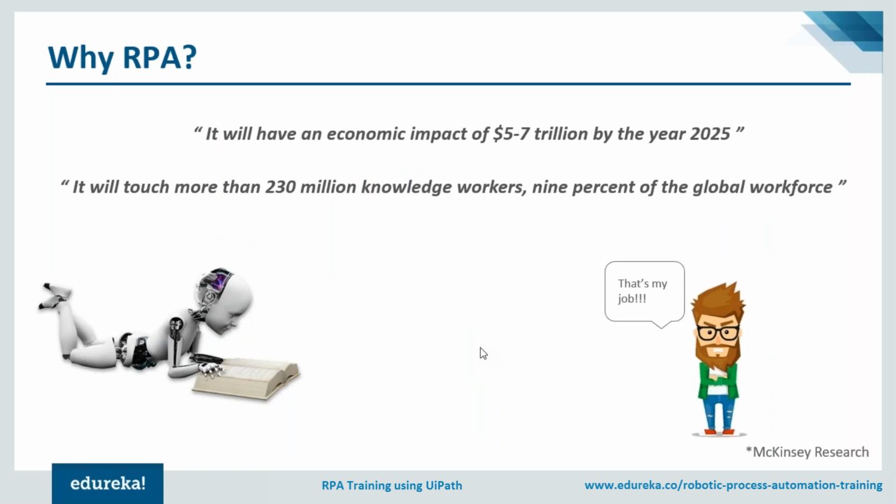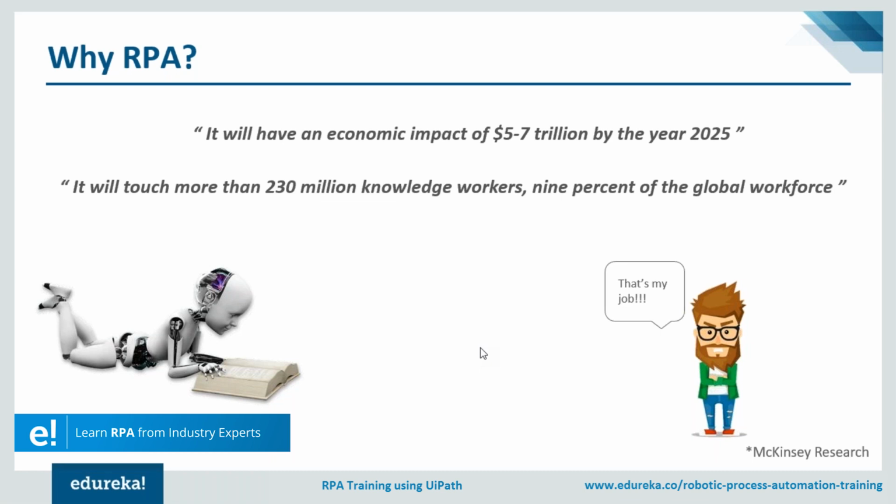According to McKinsey's research, by the year 2025, there'll be an economic impact of $5 to $7 trillion. So guys, $5 to $7 trillion is a huge amount, isn't it? It also says that it will touch more than 230 million knowledge workers. So don't get scared with this line, because it says that it will touch 230 million knowledge workers. So basically what it means is that whatever task you're doing today, maybe you'll not do it tomorrow, right?